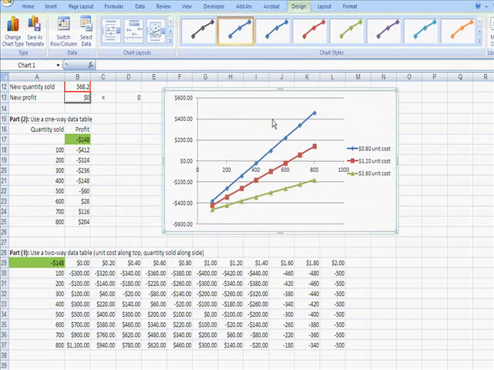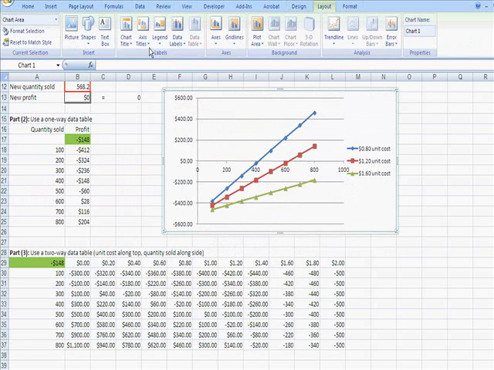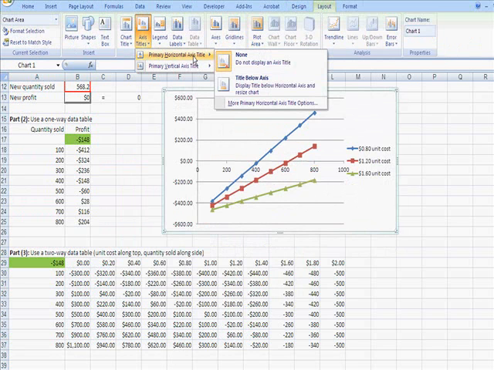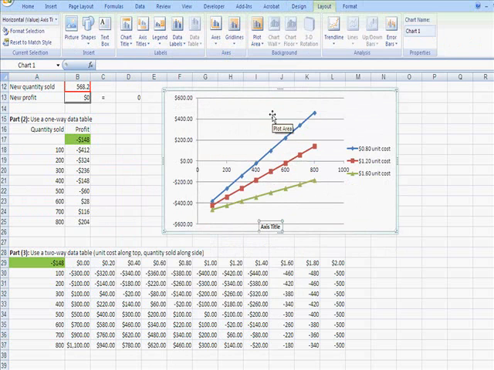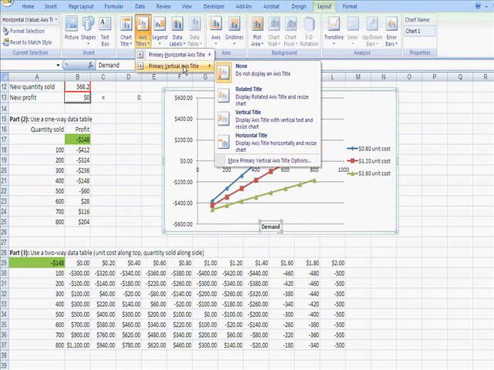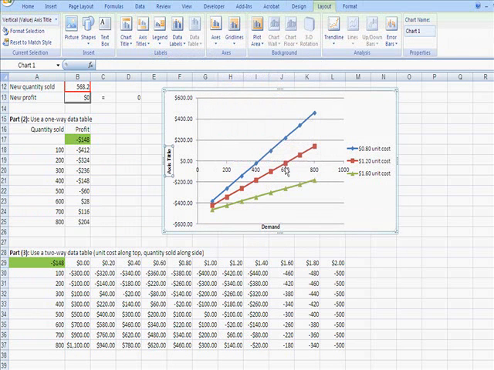And this figure is great, except we don't have axis legends. So we go into our titles here, the horizontal axis title below. We can do demand, hit enter, and then we can do vertical axis, this is our y-axis, and this could be our profit.